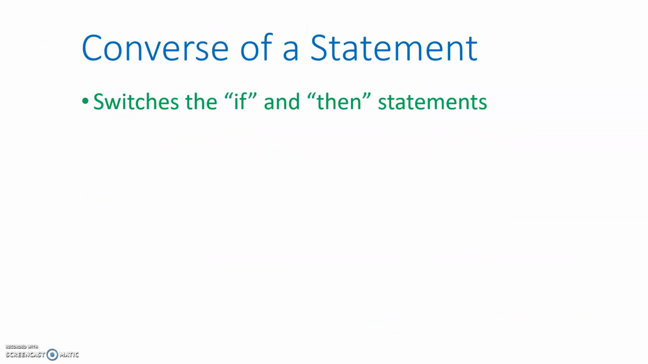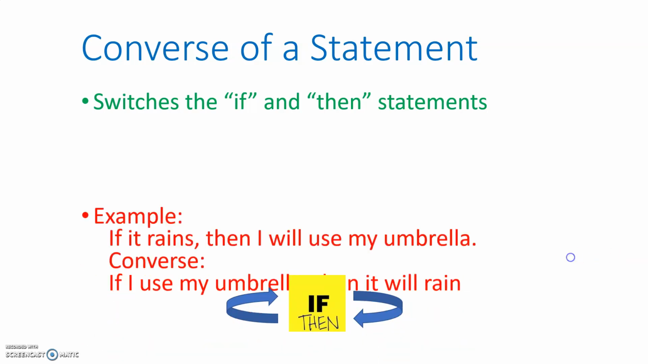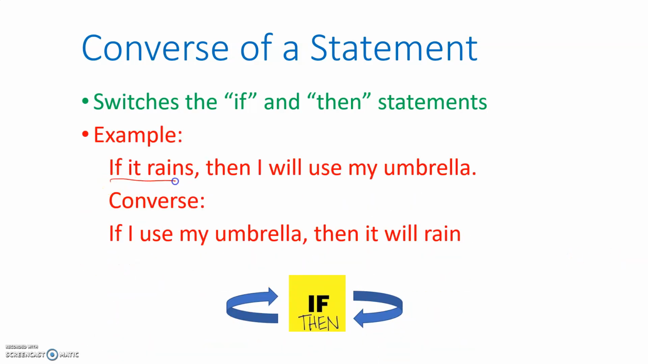The other thing that we're going to deal with today is the converse of a statement. It switches the if and then statements. So for example, if it rains, here's the if, here's the then I will use my umbrella. That makes sense. If it rains, then I will use my umbrella. To find the converse of the statement, you switch the if and the then. This word if stays and this word then stays, but those two switch. So it becomes, if I use my umbrella, then it will rain.